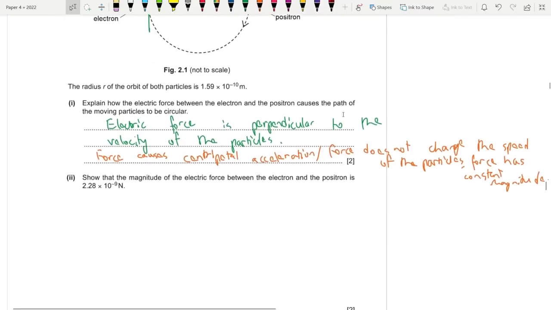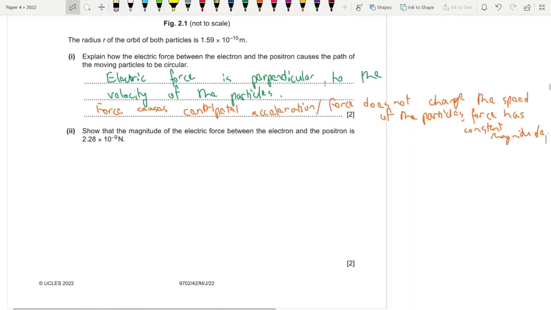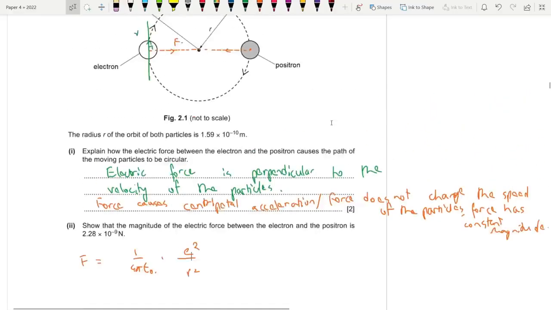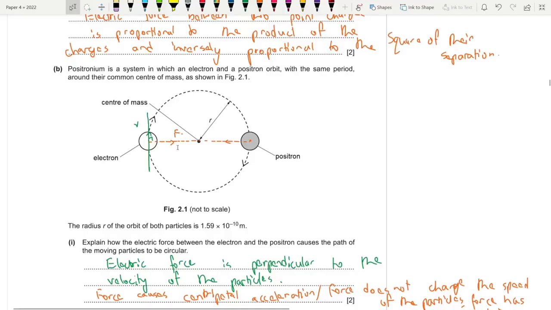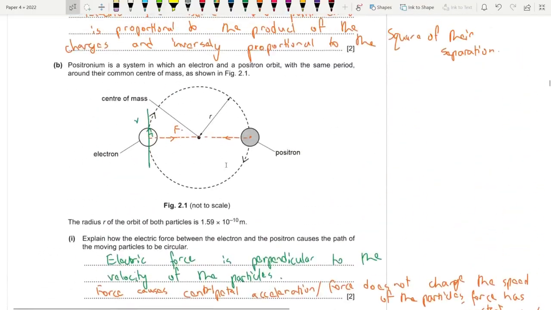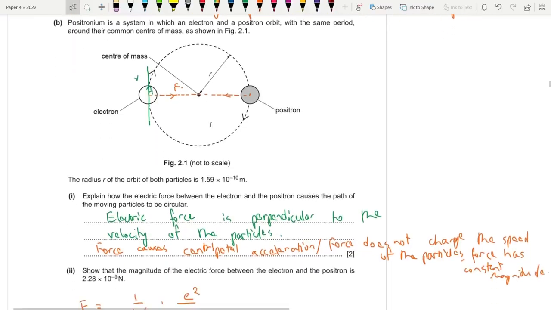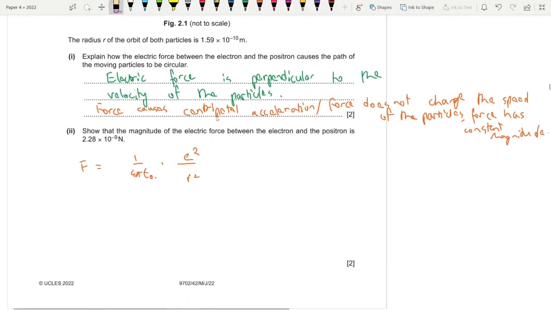Show the magnitude of the electric force between the electron and positron is this. Okay, so we're going to use Coulomb's law. F is equal to 1 by 4 pi epsilon naught into q by r square. Here both q's are in fact e, the elementary charge, right? So it's actually e square by r square. We can't actually write r because r is the radius, and this r that I meant is the distance between them. So why don't we call it x? The distance between them, let that be x.